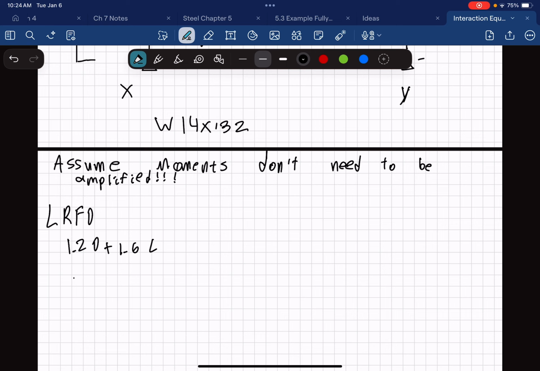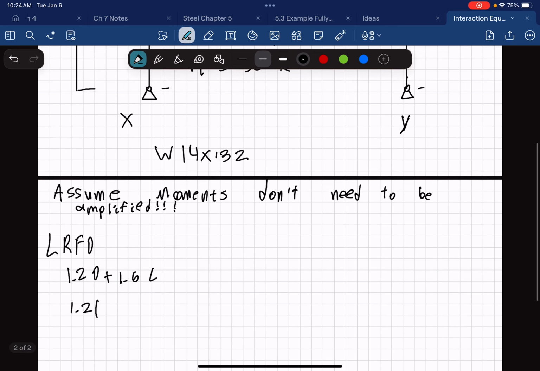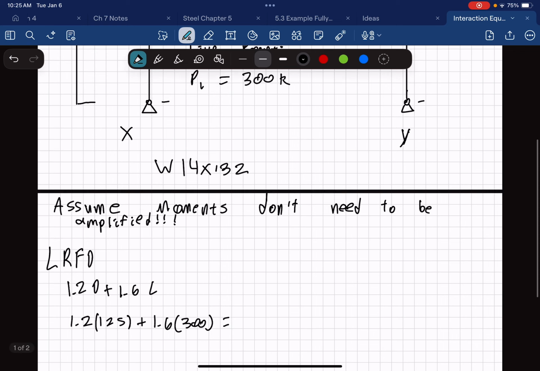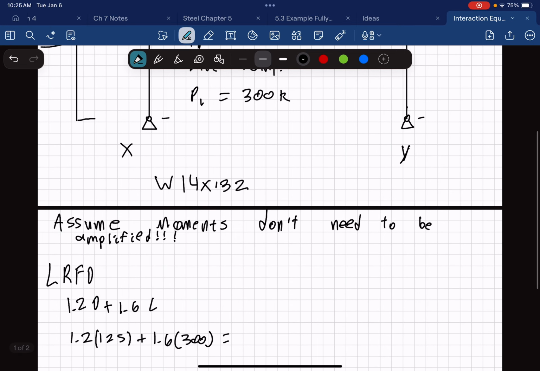Let's do our point loads first. We have 1.2 times 125 plus 1.6 times 300. And this will give us our Pu, or our factored load. 1.2 times 125 plus 1.6 times 300 is equal to 495 kips. And this is equal to Pu.